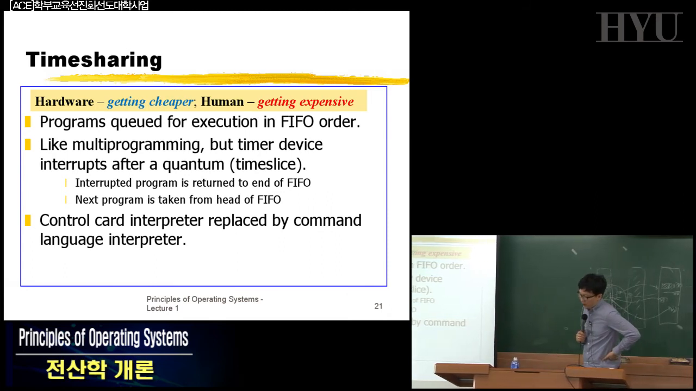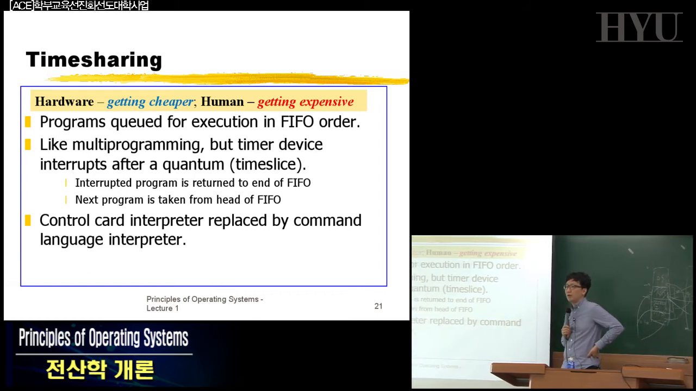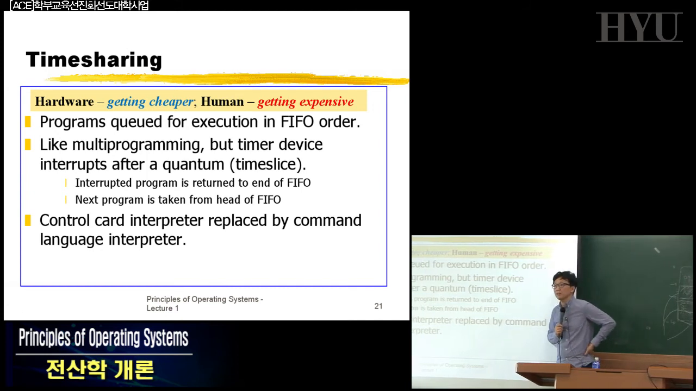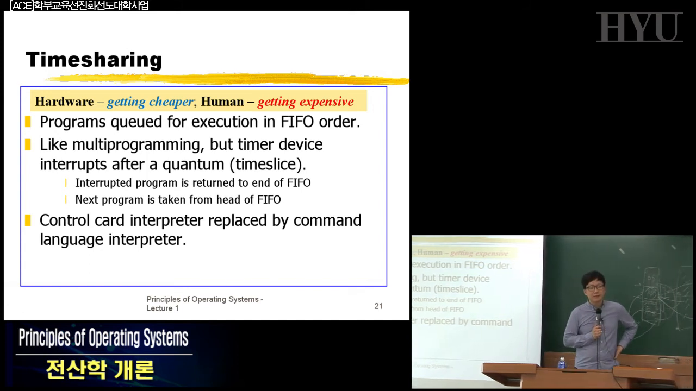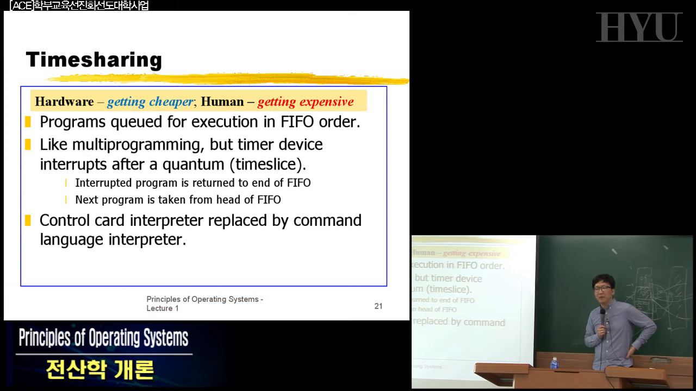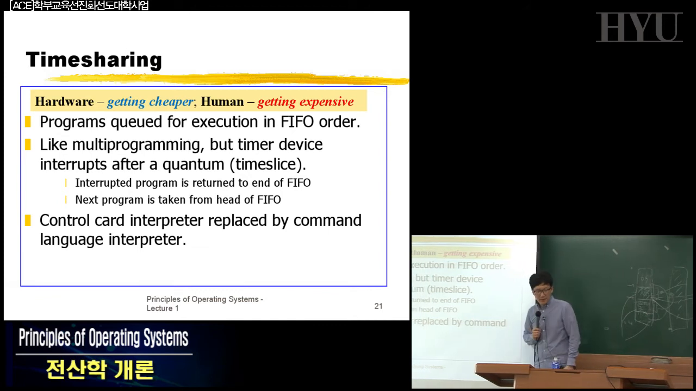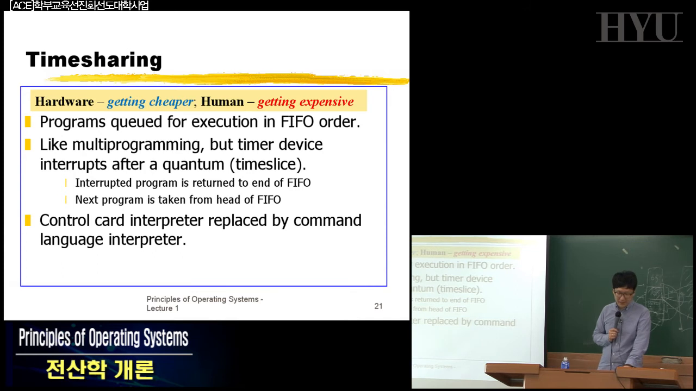Programs are queued for execution in FIFO manner. FIFO stands for first in, first out. First program that comes into the system will get executed first. But we want it to be fair. Maybe we want to give a chance to every single program that comes in. First one does something for 1 second, and then go to next one, another second, next one, next one. So like multi-programming, the timer device interrupts after a quantum time slice.